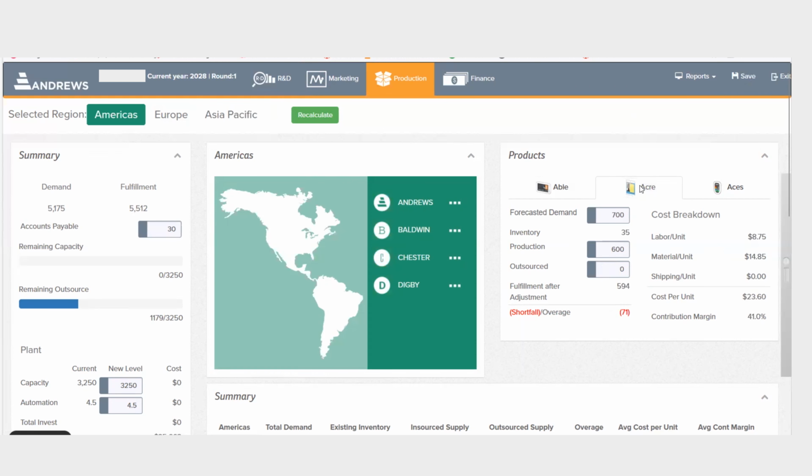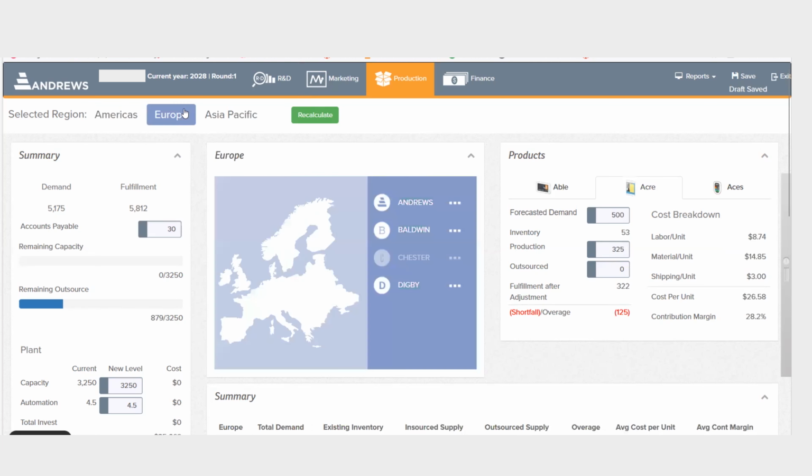So for acre, this is in America. Our production, our forecast actually is 700. We have inventory of 35, and then we are producing in-house about 600 units, and we are outsourcing about 30 units. We are not going to have an average. We are going to have a shortfall of 71, which is okay for the start. We hope in future we'll have enough capacity so that we can maximize what we can produce.